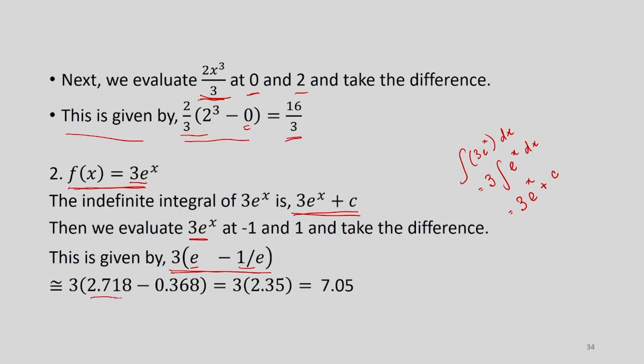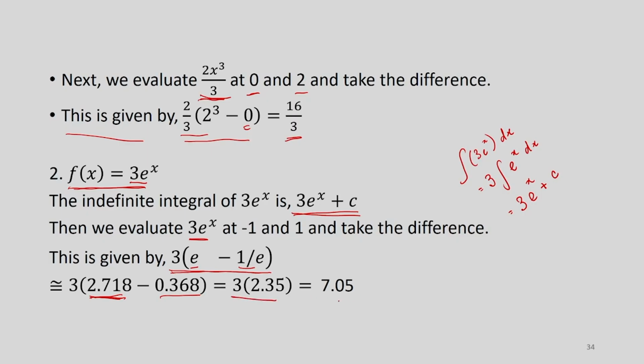Now, e, as we know, is an irrational number, but it can be approximated by this number 2.718. We are taking up to the third decimal place, and I divide 1 by this number 2.718, and that will give me 0.368.